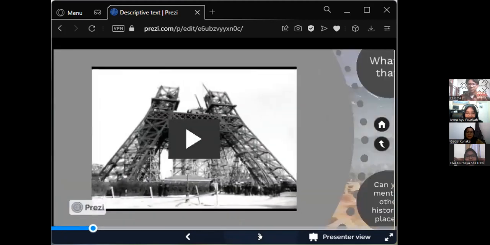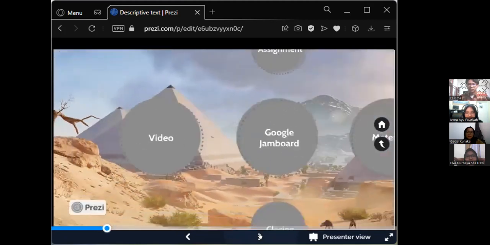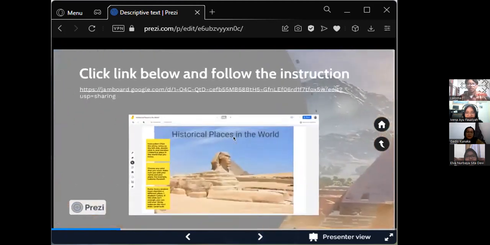That is about Google Jamboard. Are you familiar with this Google Jamboard thing? Yes, sir. Okay, good. So in this Google Jamboard, you can mention other historical places other than the Eiffel Tower and the reason why you choose that. Okay, so this is the link and I will share it with you in the chat box.